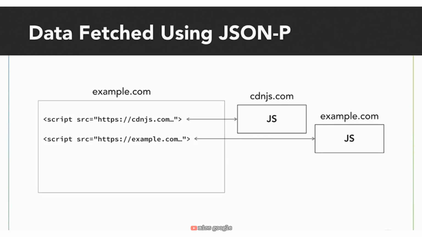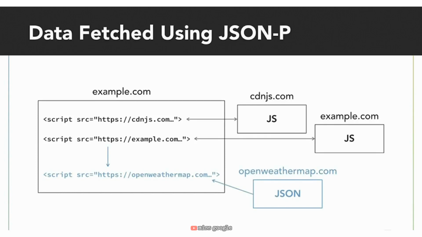JSON-P was developed as a creative workaround. As part of the site's own code, a statement is included that adds a script element to the page. Adding elements is totally allowed, even script elements. But this script element is going to load a script that returns data, and the data is formatted in such a way that the browser makes it accessible to the rest of the application. It's a neat trick, and some web services continue to support JSON-P.